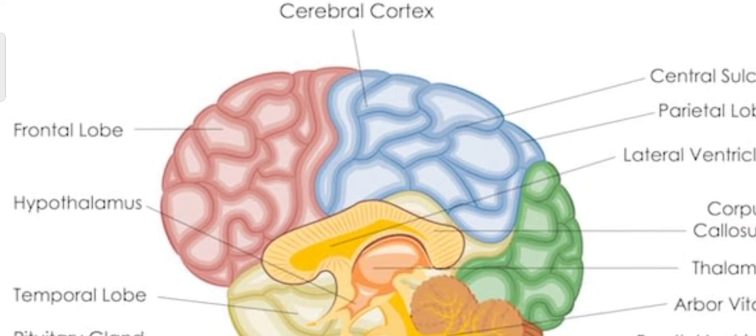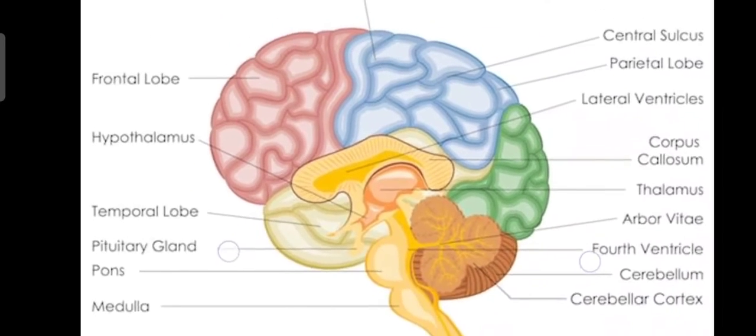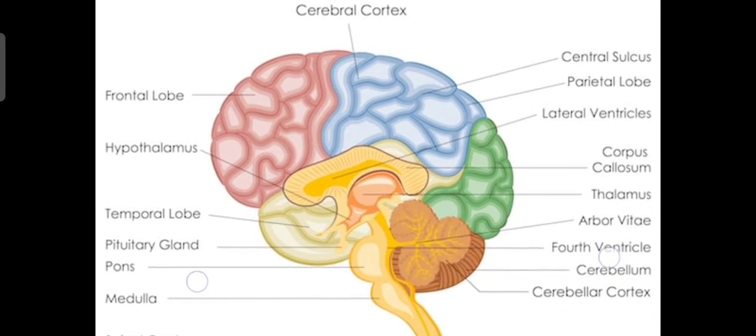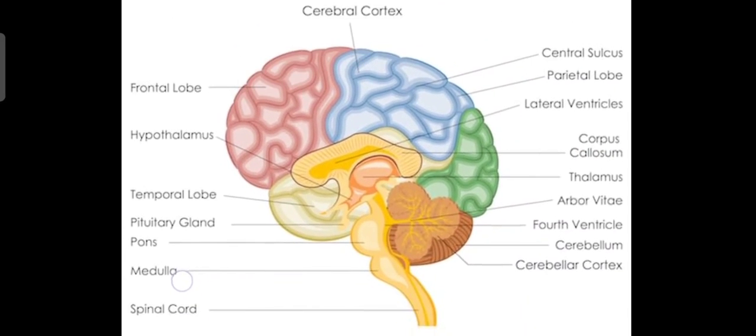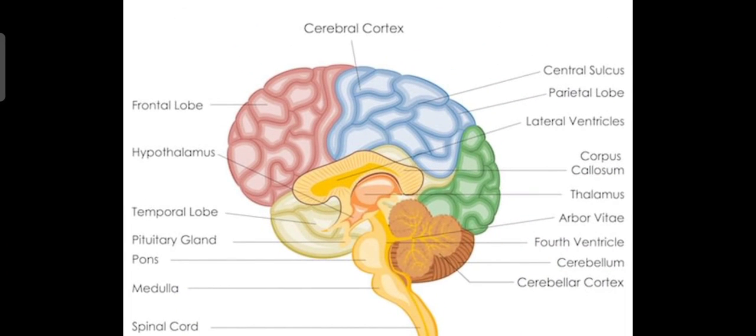hypothalamus, frontal lobe. Okay, have a good look at it and learn all the parts of the brain. If you remember all these, then you will remember all the functions of it.